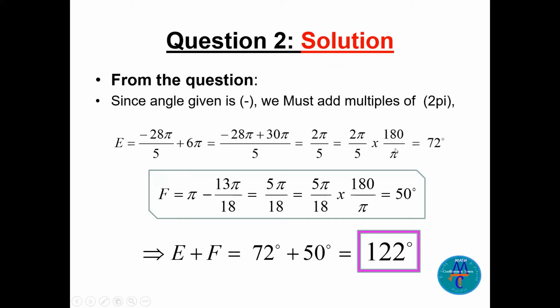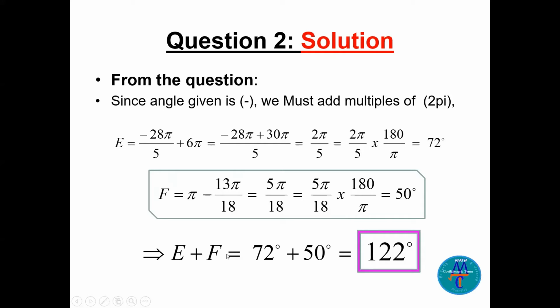We multiply by 180 over pi. Cancel the pi, divide by 5 here. We get 72 degrees is angle E. Now, F, in the question, it says supplementary. So it's pi minus the angle, because in the supplementary, the sum of the two angles is 180. So pi minus 13 pi over 18, the LCD is 18. 18 pi minus 13 pi is 5 pi over 18. Multiply by 180 over pi to get the degrees. Cancel the pi, cancel the 18, it will be 50 degrees.